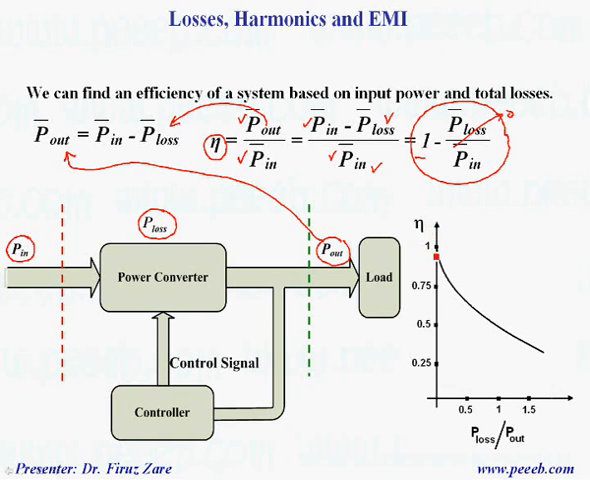And this graph shows that when losses are increased, the efficiency is decreased. So it's quite important to understand the total losses and how to optimize and reduce them in order to improve the efficiency of a power electronic system.